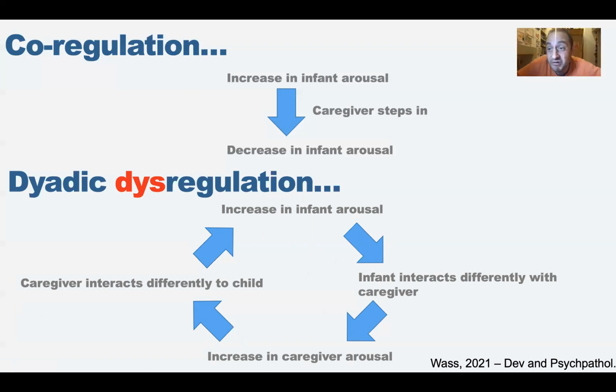In theory, you could start anywhere on the cycle. The example I've given starts from an increase in caregiver arousal, but equally you could start with an increase in infant arousal or something exogenous. But the key is these are bidirectional dysregulatory dynamics. That's the difference. We're not talking about a one-way flow. We're talking about a bidirectional dysregulatory dynamic.